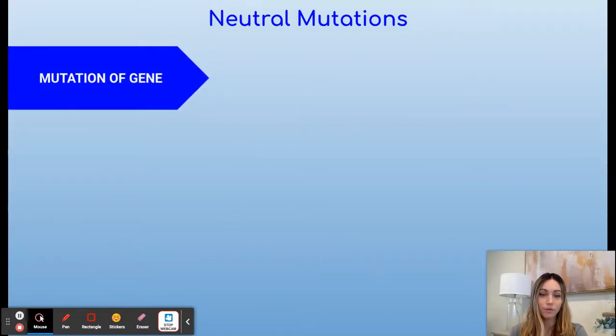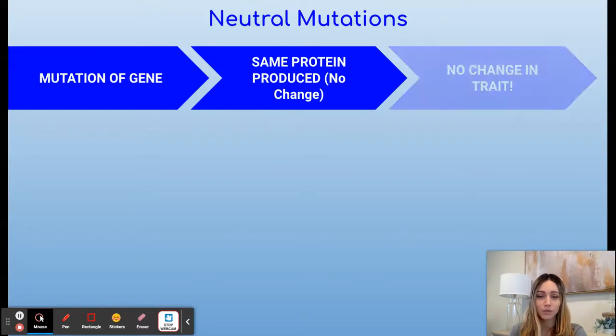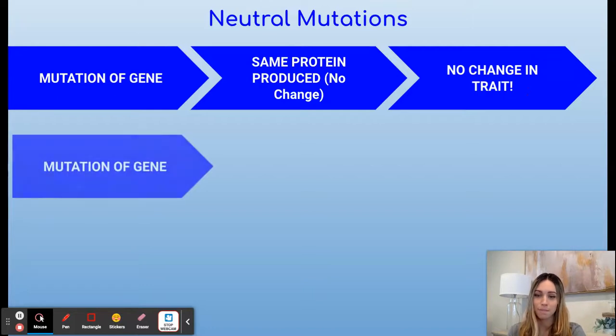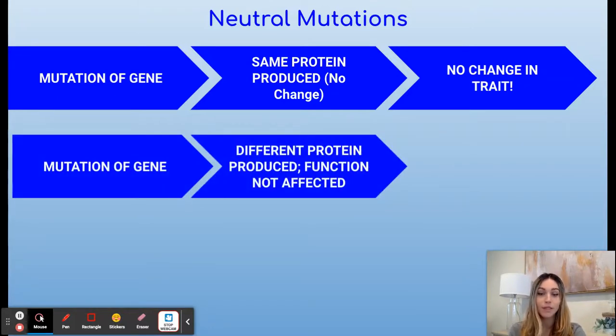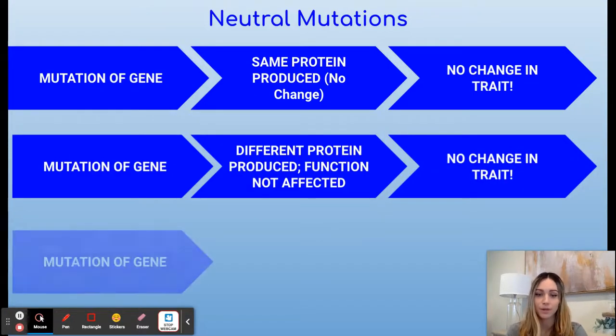So again, we have three instances of neutral mutations. We have a mutation that takes place, which does not cause a change in the protein produced, meaning the same protein is produced, and hence there's no change in the trait, no effect to the organism. Our second instance is when that mutation takes place, causing a different or new protein to be produced. However, the function of that protein is not different enough to cause any change in the trait. Hence, again, no impact on the organism.